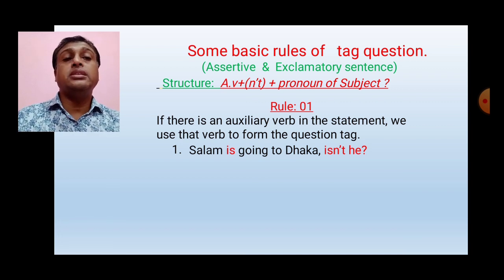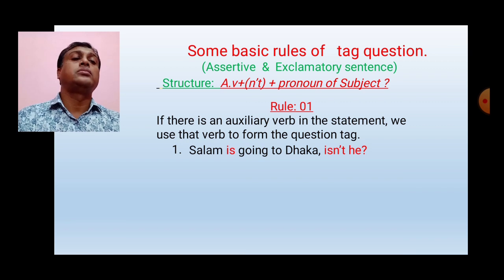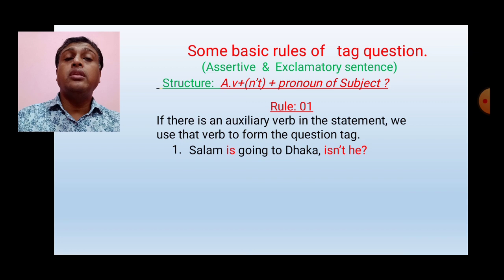The structure is, at first we have to write the auxiliary verb. Here the auxiliary verb is is. Then we will write not. When will we write not? If the statement is positive, then we will write not. But if the statement is a negative statement, then we will not write not.